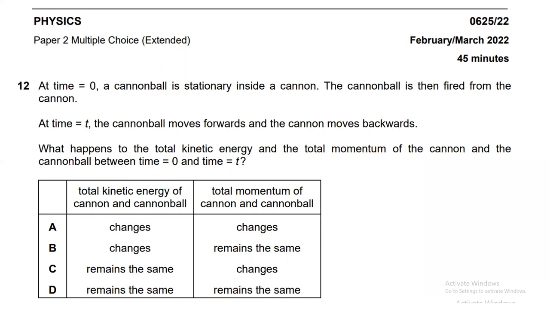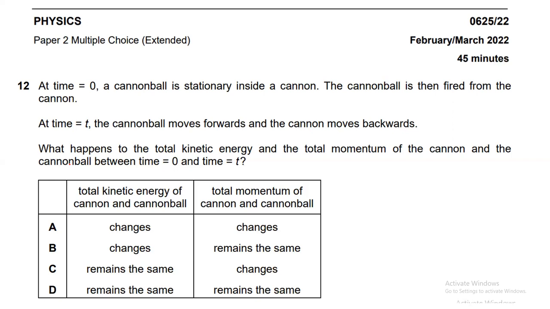At the time equals to 0, a cannonball is stationary inside a cannon. The cannonball is then fired from the cannon. At the time equals to t, the cannonball moves forwards and the cannon moves backward. What happens to the total kinetic energy and the total momentum of the cannon and the cannonball between time equals to 0 and the time equals to t?